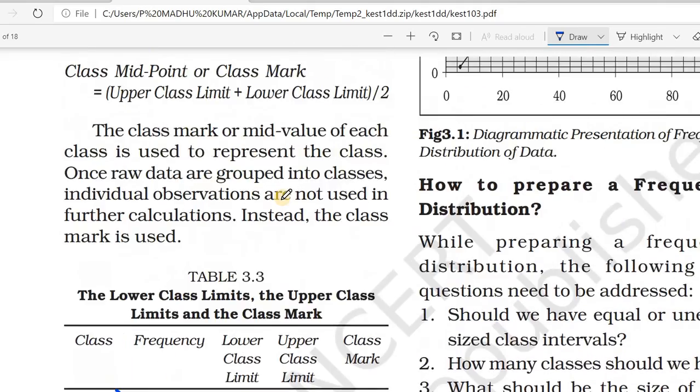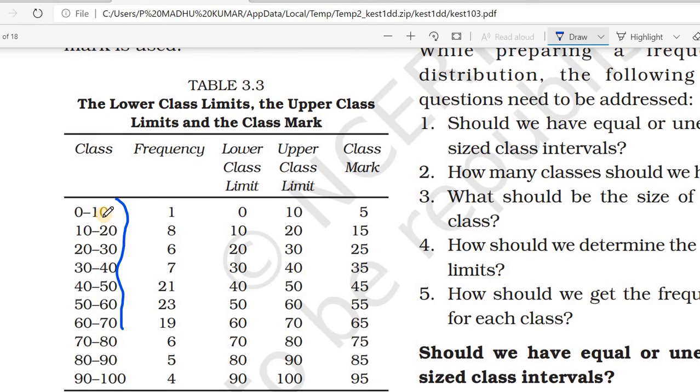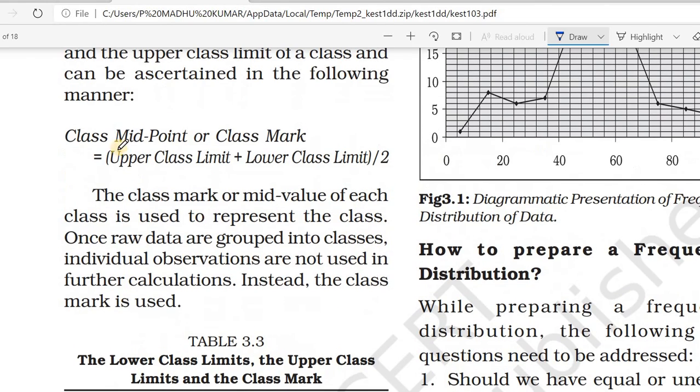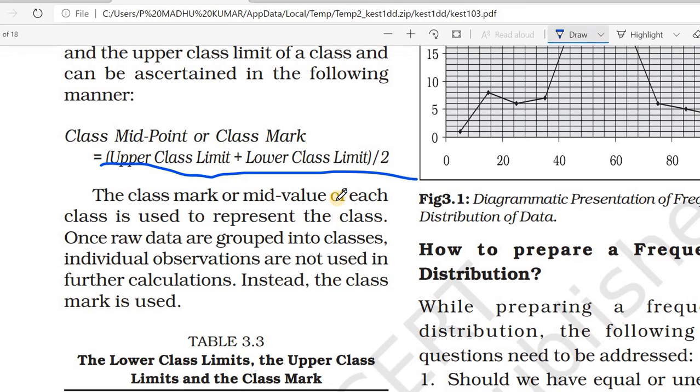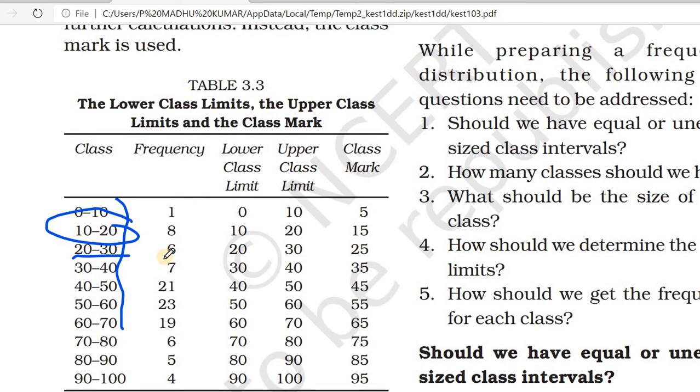Then how can we find out the mid value or class mark? Upper class limit plus lower class limit. Upper class limit means 10 plus 0, 10. 10 divided by 2 equal to 5. Here 10 plus 20, 30, 30 divided by 2, then this is the equation. Class midpoint or class mark we can find out through upper class limit plus lower class limit divided by 2. Okay, then here 20 plus 30 we know 50, 50 divided by 2, class mark or mid value is 25.